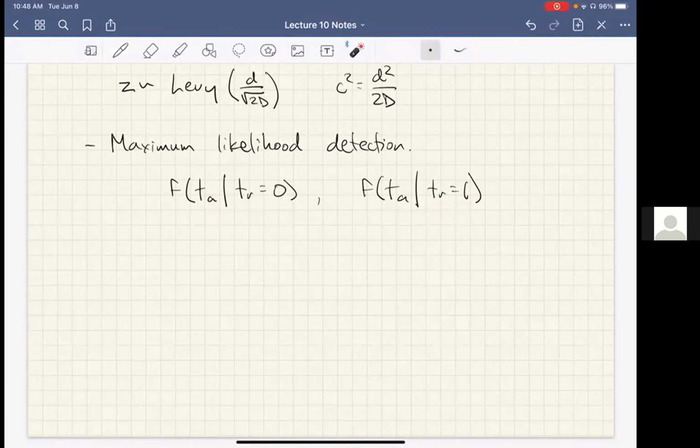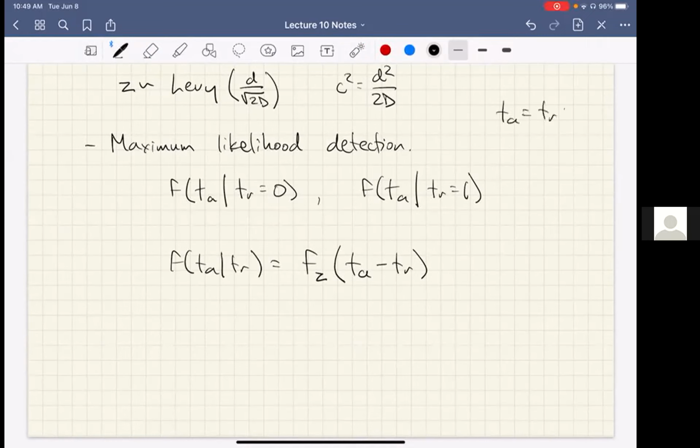So each of these is the likelihood function as a function of TR. I know what TA is, that's given by the receiver. So this is a function of TR, and basically I pick the value of TR that maximizes this function. That's the maximum likelihood detector. So I can write the distribution of Z, because it's additive noise, f of TA given TR is equal to f of Z, that's the Levy distribution, of TA minus TR. So in other words, I solve this for Z, and then Z is distributed TA minus TR.